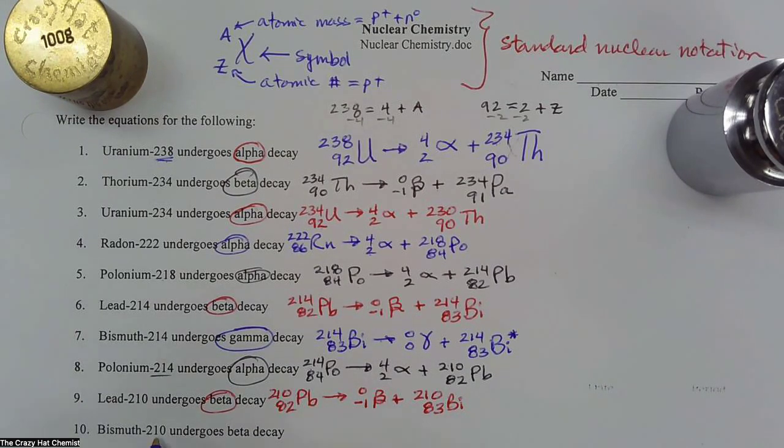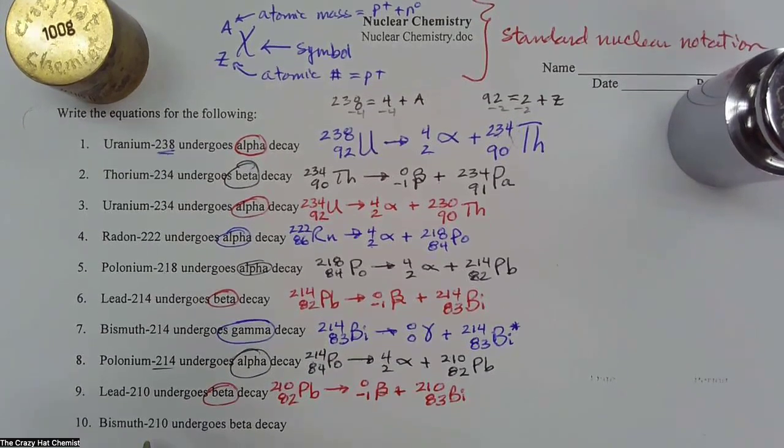All right. The next one here is problem number 10. It says bismuth-210 undergoes beta decay. So I have 210, it's bismuth, and that's 83, and that's Bi. It undergoes what's called beta decay. So that is 0, -1, and that beta symbol plus. And that's going to be 210 is equal to 0 plus what number? That's actually 210 again. 83 is equal to -1 plus Z, and we're going to add 1 to both sides. That's going to be 84.